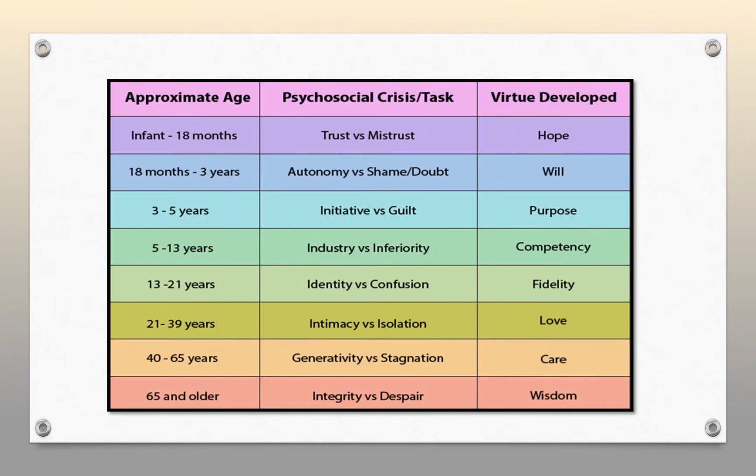So here are the 8 stages from infancy to old age with approximate age. And when each stage is successfully resolved, there develops a virtue. Virtue is nothing but the behavior showing high moral standards, like integrity, merits, principles, ethics, trustworthiness.